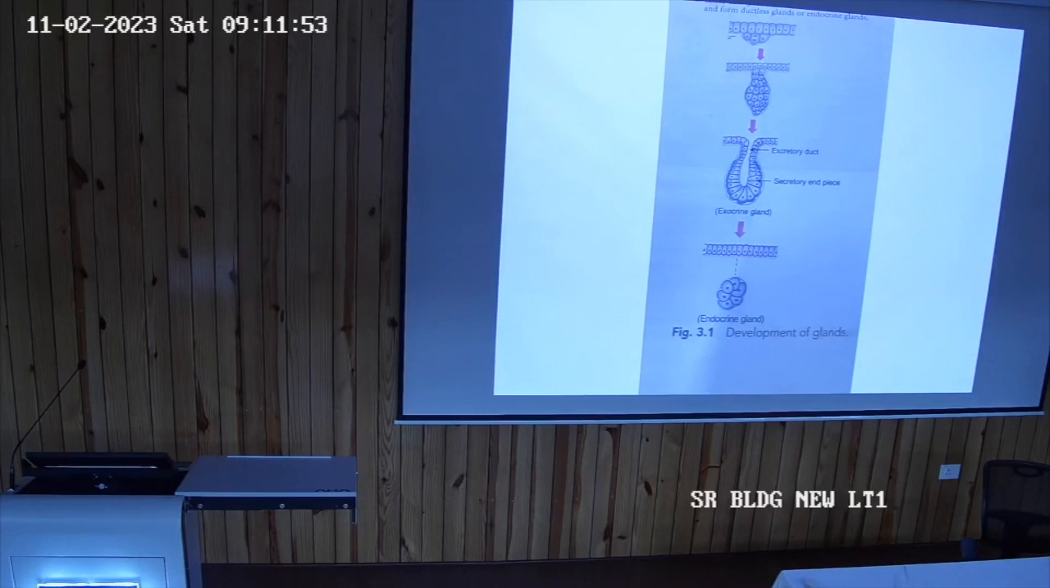All right. Now let's see the mode of secretion. On this basis, we divide the glands. As I have told you, glands which discharge their secretion on the surface epithelium through the ducts are called exocrine glands. And the glands which discharge their secretion directly into the bloodstream are the endocrine glands. And the third type of gland is the paracrine gland.